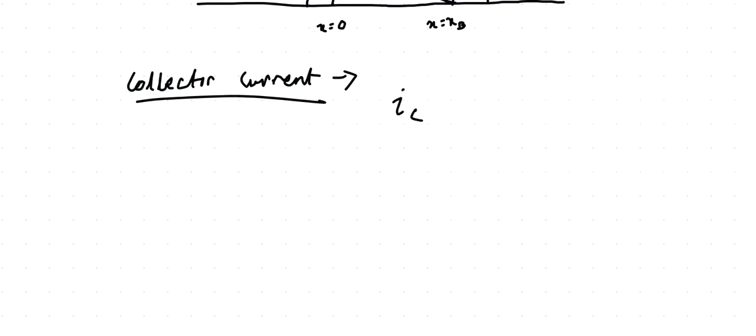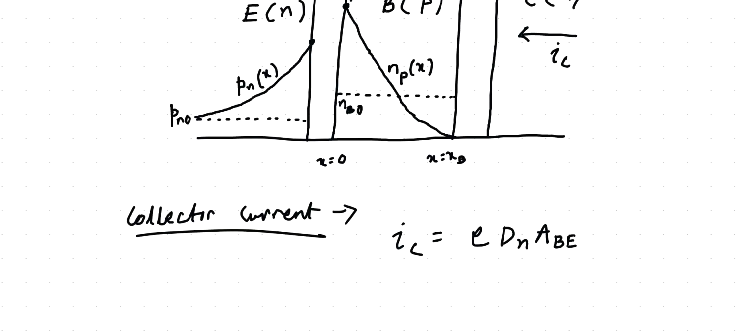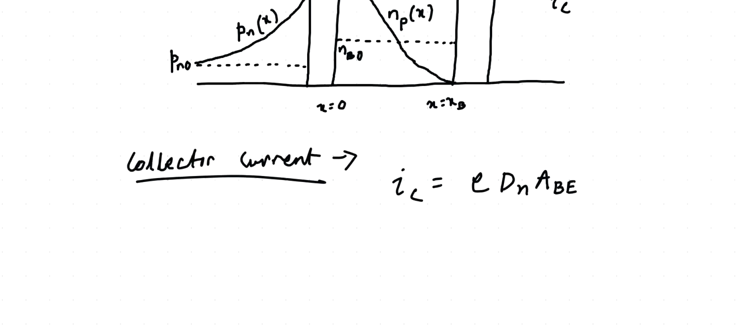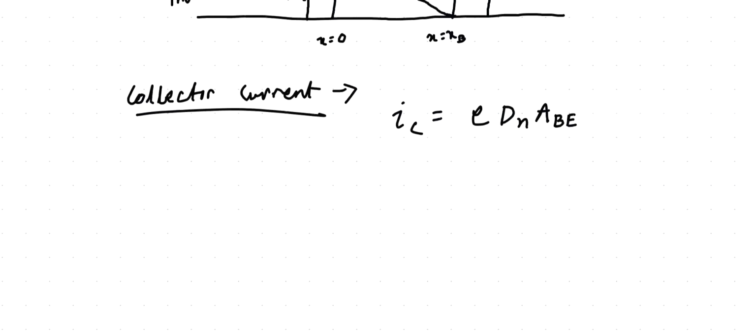You can go back to the video of diffusion current and how it is derived. So I can write this as E, and this is the diffusion coefficient for electron, and this is the area through which the electron moves, that is the ABE. I'm writing it as it is moving from E to C, reaching C through B, so I'm writing that area, and we have the dn by dx.